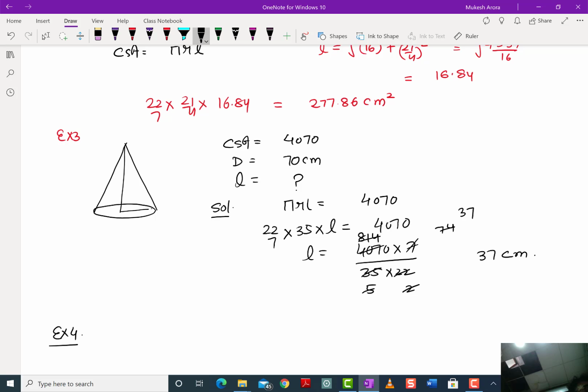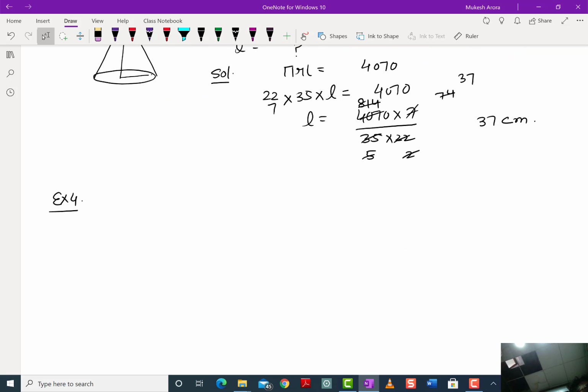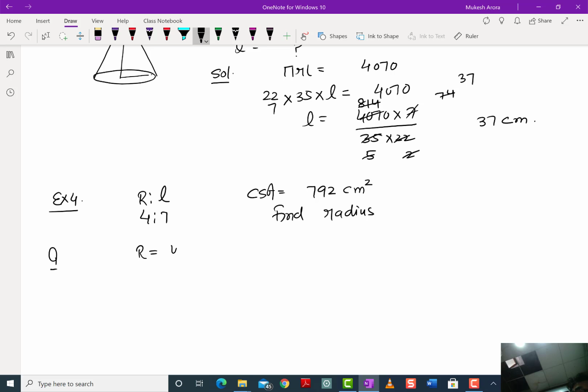Example 4. Radius and slant height are in the ratio 4:7 and the curved surface area is 792 centimeter square. Find the radius. So we know that the radius is 4x, slant height is 7x, curved surface area is equal to 792. Pi r L is equal to 792, 22 by 7 into 4x into 7x.